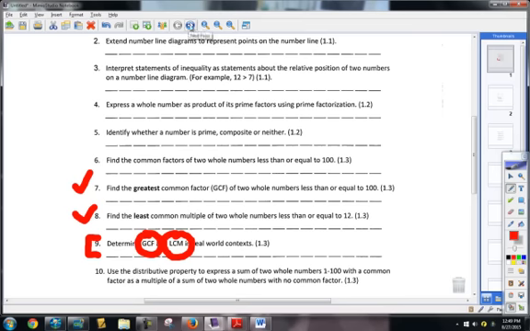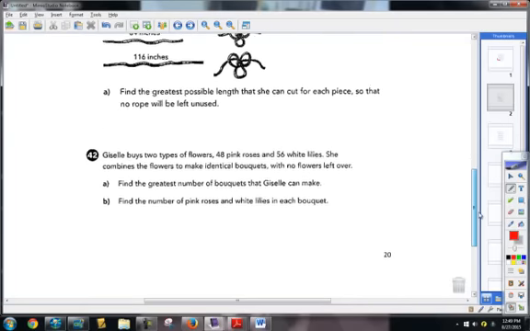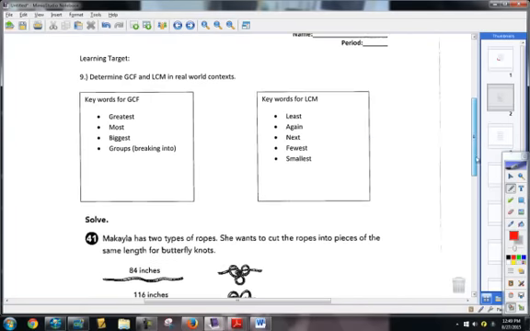I need everybody to please turn to page 20. Page 20 should look something like this. Have two boxes at the top. Okay? Alright, so your target here, as we just went over: I can determine the greatest common factor and the least common multiple in real world situations.